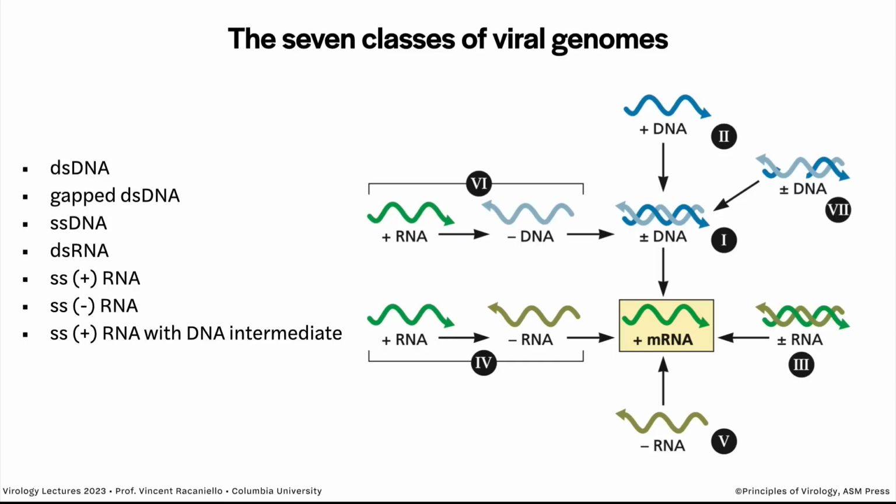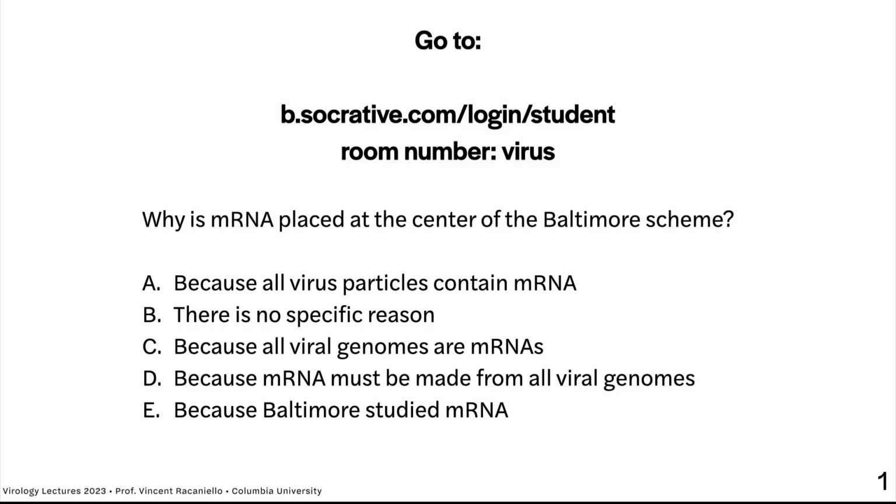All right, first quiz. Why is mRNA placed at the center of the Baltimore Scheme? A, because all virus particles contain mRNA. B, there's no reason. C, because all viral genomes are mRNAs. D, because mRNA must be made from all viral genomes. E, because Baltimore studied mRNA.